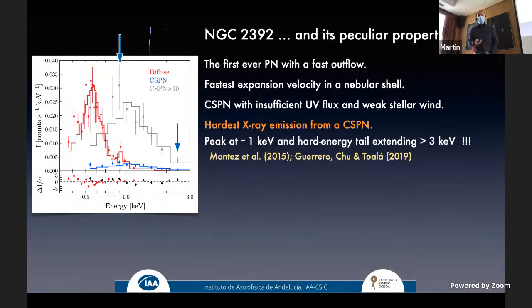In addition, we see the emission from the central star, so this is the emission from the central star here, multiplied by 10, in blue. And we see that this is really peaking at 0.9 kiloelectron volt with a tail that extends down to 3 kiloelectron volts. This is unseen in any central star of a planetary nebula. So there is something going on there.